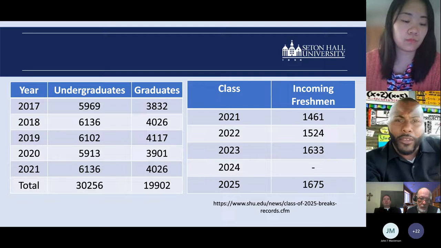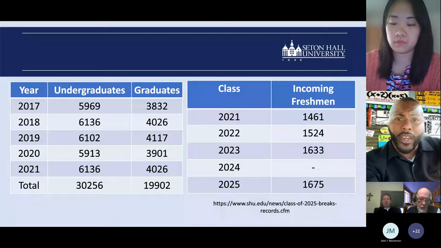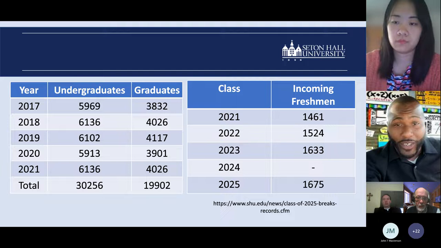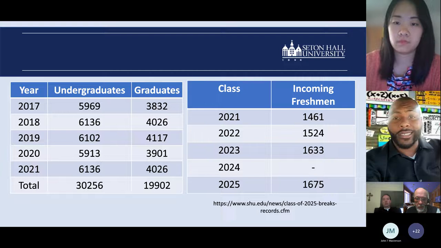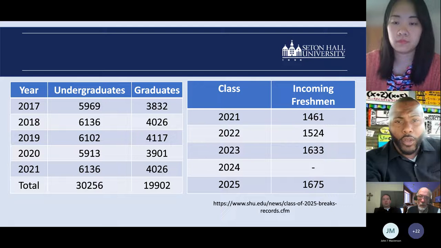And here goes the incoming freshmen of the projected years, such as 2022, which will be in the fall of 2023. We didn't have 2024 because in our research there wasn't a projection for 2024, but it said that they projected that the year of 2025 would be the largest incoming freshman class. More of the details are in that data table. Next slide, please.